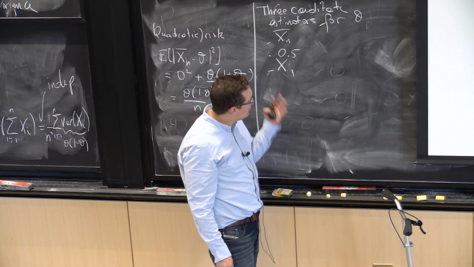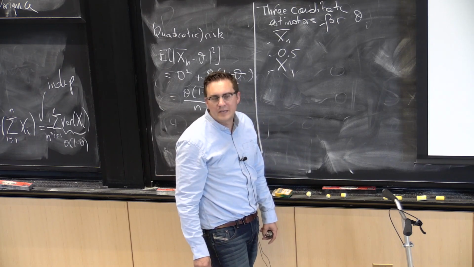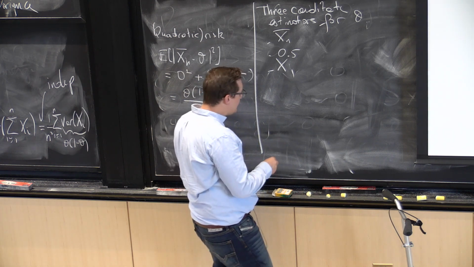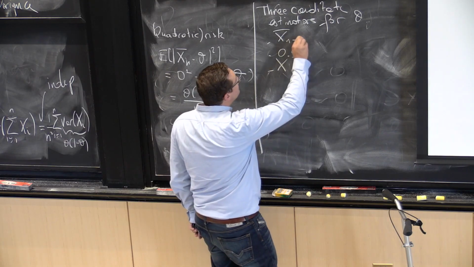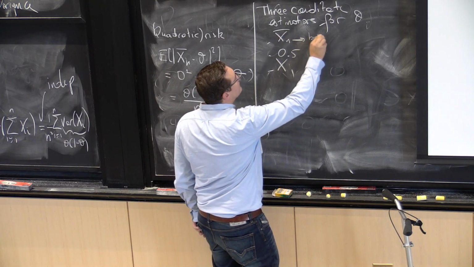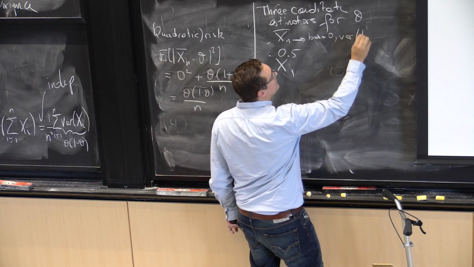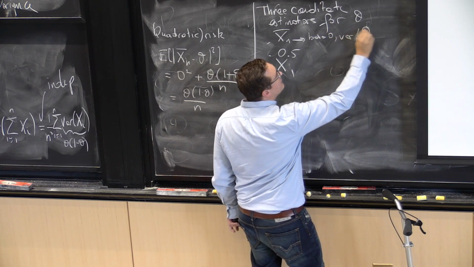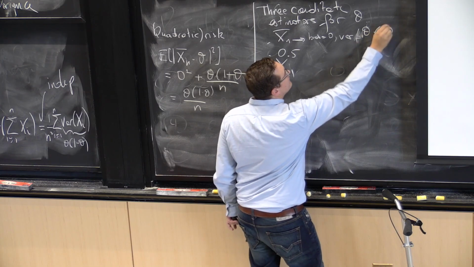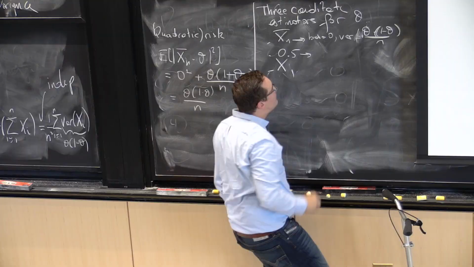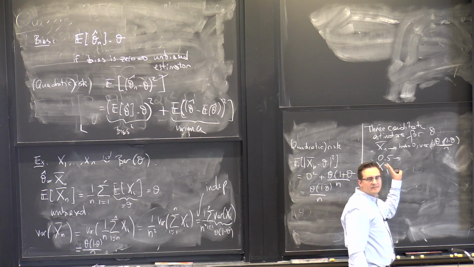Okay, so now I want to understand the behavior of those guys. So we know that for this guy, the bias is 0, and the variance is equal to theta times 1 minus theta divided by n. Okay? What is the bias of this guy? 0.5.